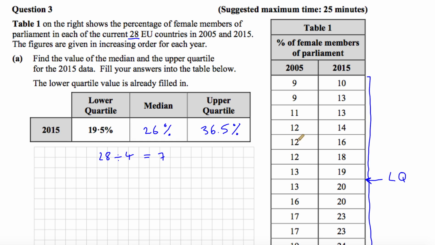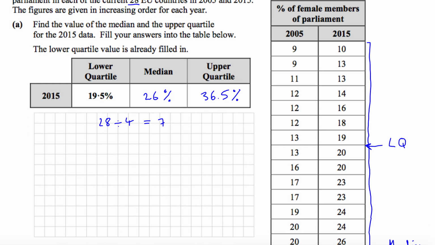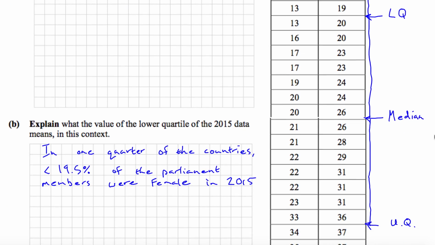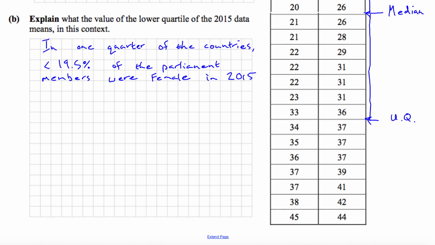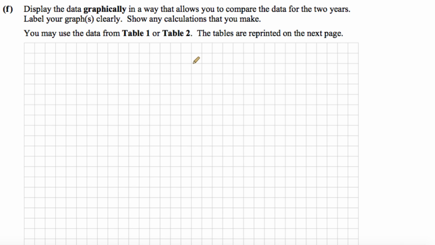I'm going to use the actual data for all the 28 countries for each year, and the best way to compare these, I think, would be with a back-to-back stem and leaf diagram. So that's the way I'm going to do it. We can see here that the values range from 9 and they go up to the 40s. So that's why I'm going to lay my back-to-back stem and leaf diagram out. It's going to go up to the 40s, so it's from the single digits to the 10s, to the 20s, to the 30s, to the 40s. We don't need to go any further than that.